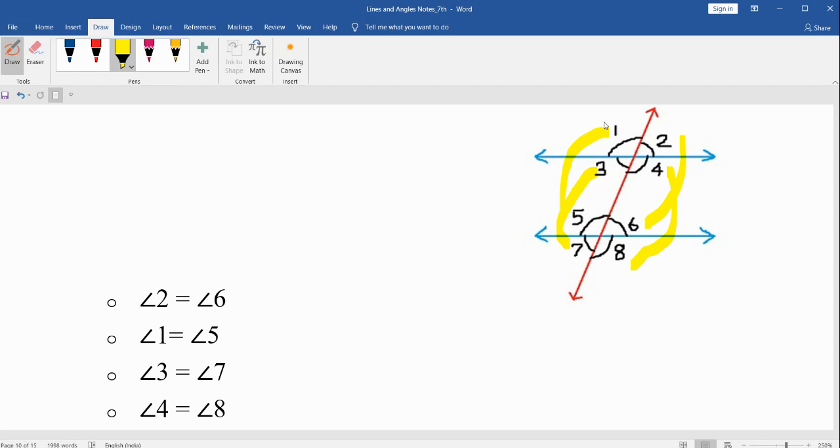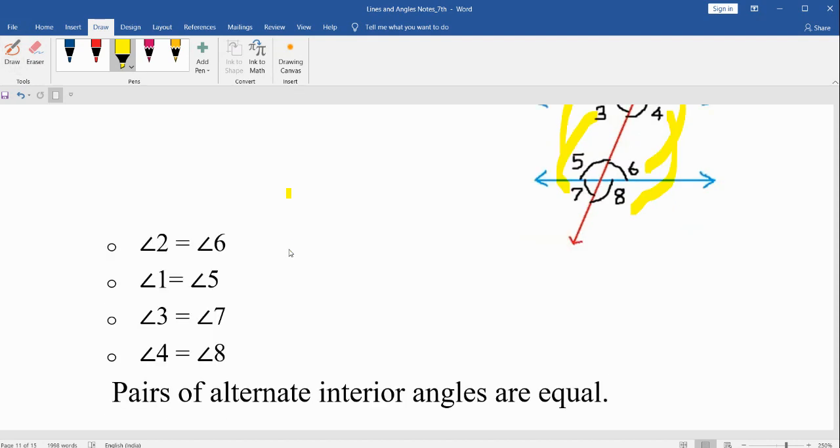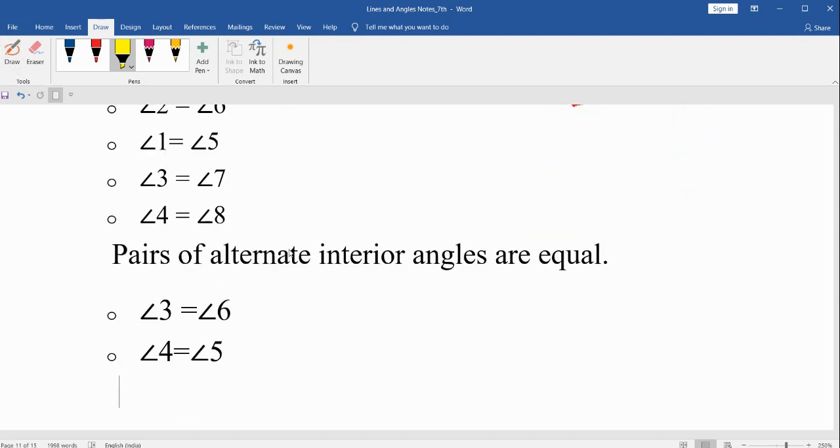That means if angle 1 is, let's say, 30 degrees, then naturally angle 5 will also be 30 degrees. If the third one, angle 3, is 150, then the seventh one will also be 150. So they are equal. This is very important to remember because on the basis of this only you'll be solving so many sums of this chapter. Then we have pairs of alternate interior angles.